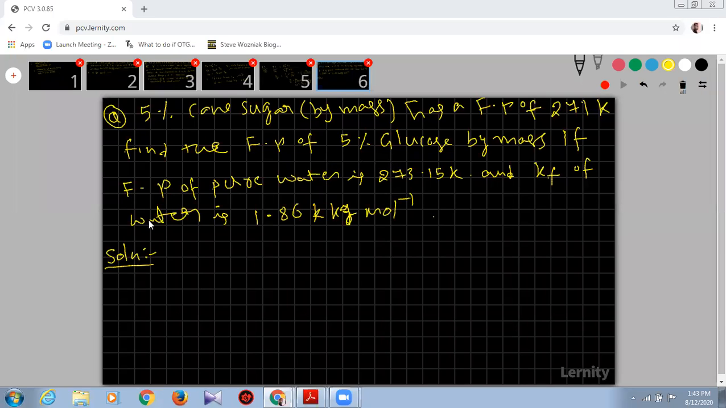So I can go for this formula directly. Delta Tf is equal to i into Kf into m. Here it neither dissociates nor associates, so if you dissolve one particle, it remains one particle only. That's why the Van't Hoff factor i is one only. And delta Tf: 5% cane sugar has a freezing point of 271 Kelvin here.